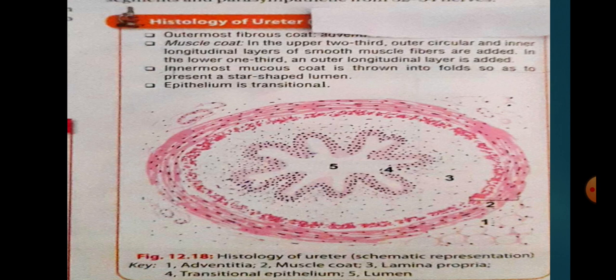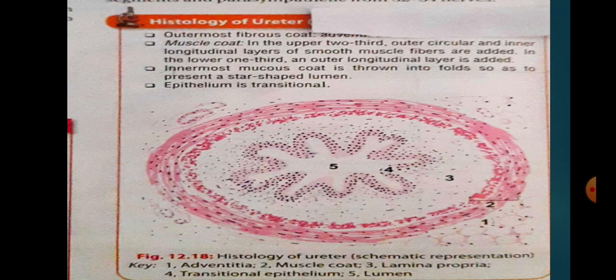Let us see the histology of the ureter. The outermost fibrous coat is the adventitia, and then the muscle coat. In the upper two-thirds, outer circular and inner longitudinal layers of smooth muscle fibers are present. In the lower one-third, an outer longitudinal layer is added. The innermost mucous coat is thrown into folds so as to present a star-shaped lumen. See the star-shaped lumen in this figure; this figure is very useful to understand it.